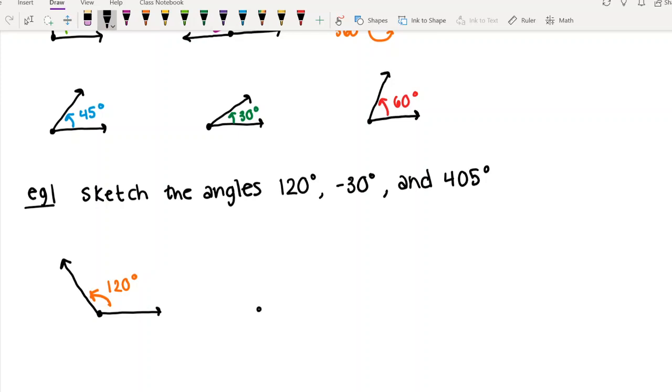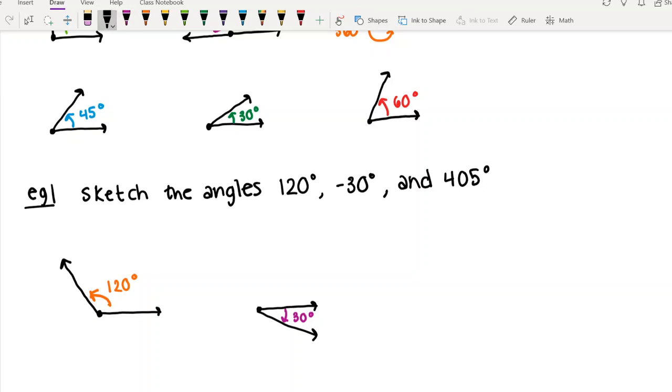Okay, so negative 30, we're starting with our initial side, and it's going to look like the 30-degree angle that we have above, but instead of turning counterclockwise from the initial side, we're going to go clockwise. So we're going to go below this initial side. It should basically look like this. And again, the important thing is putting in the arrow to signify that our rotation is happening in the clockwise direction, to show that it really is a negative angle.